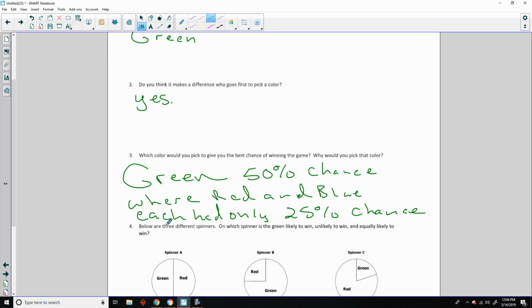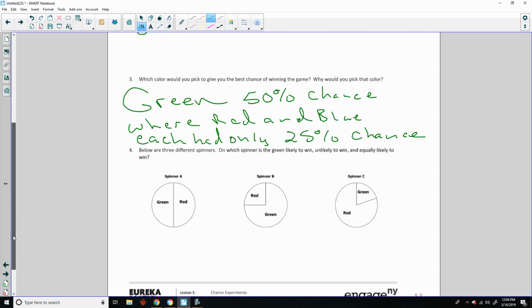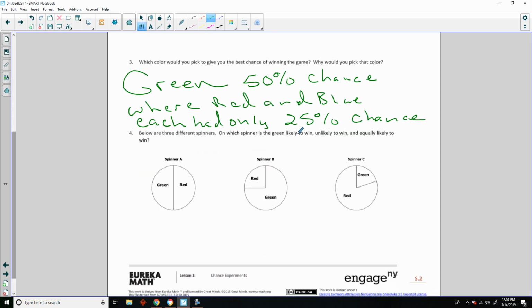Number 4 says, below are 3 different spinners. On which spinner is the green likely to win, unlikely to win, and equally likely to win? Okay, so equally likely would be 50-50. That would be here. On which the green is likely to win would be a larger area of green, which would be here. And unlikely to win if green were smaller than the other, which is here. Okay?